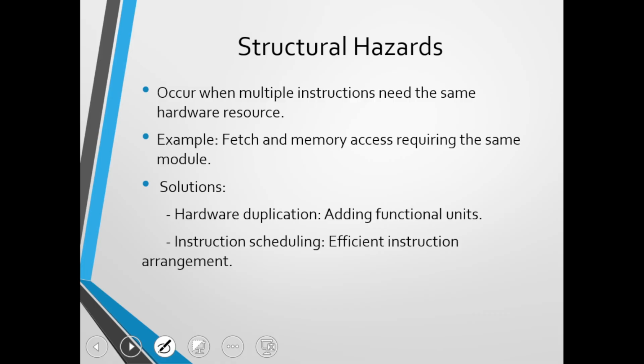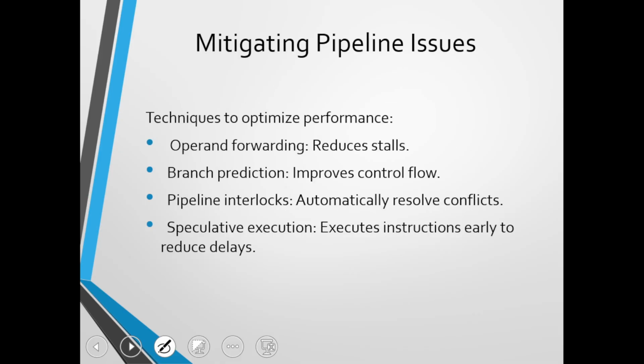Say everything is going clear, and suddenly the person changes his mind and does not watch the movie. Because of his sudden decision, the queue goes straight. This is one example of a control hazard. So again, these are the issues. The techniques we follow are operand forwarding, branch prediction, pipeline interlocks, and speculative execution. So these are the ways to prevent pipeline issues.